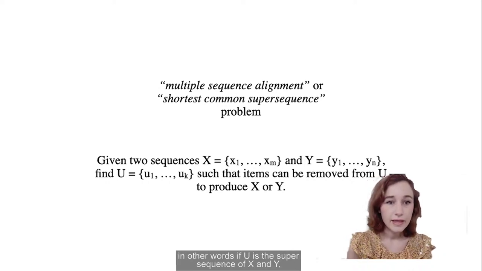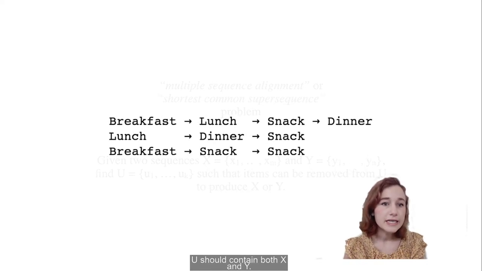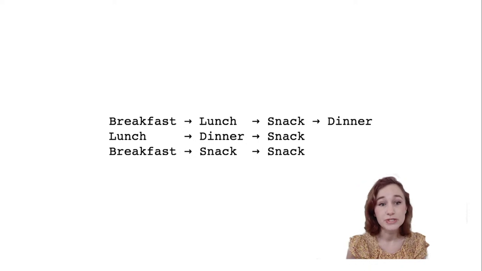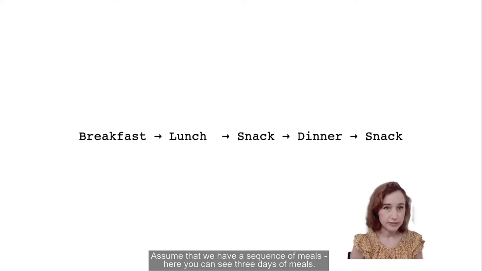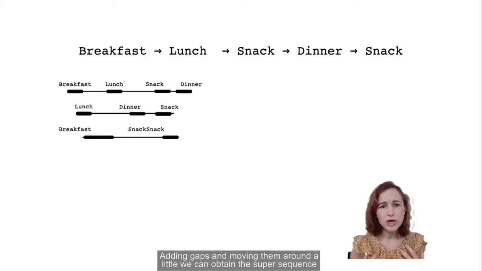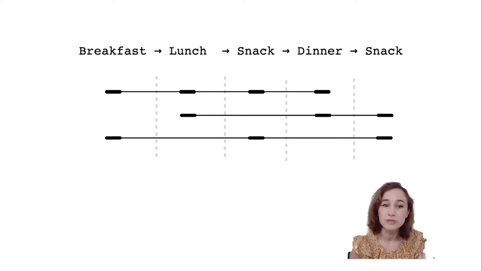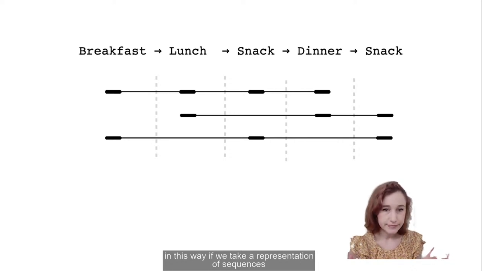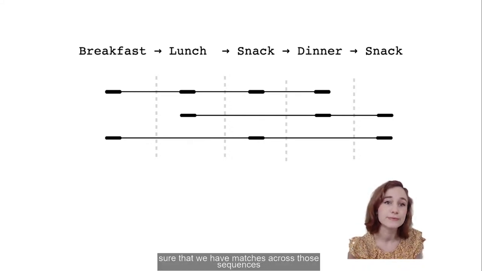Assume that we have a sequence of meals. Here you can see 3 days of meals. Adding gaps and moving them around a little, we can obtain the supersequence of these 3 days of meals. In this way, if we take a representation of sequences as nodes and edges, we can assign a rank, a column, to each node. In this way, we make sure that we have matches across all sequences, and it also allows us to keep events that are often subsequent close together, creating clusters of edges that form high-level visual patterns. Infrequent events, instead, stand out from the rest. It also allows us to be robust towards inconsistencies and to never have cycles.